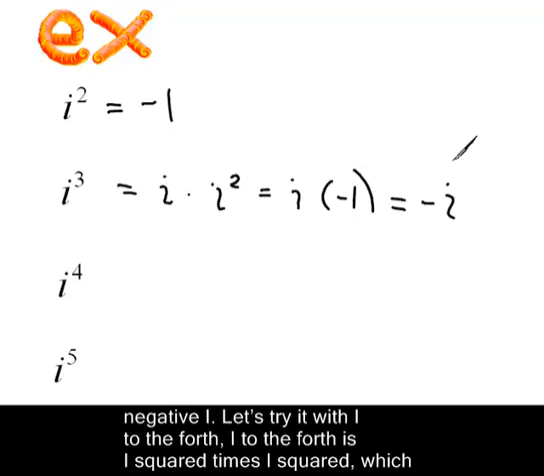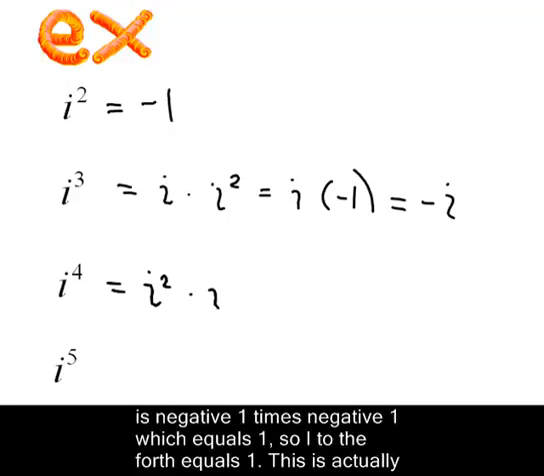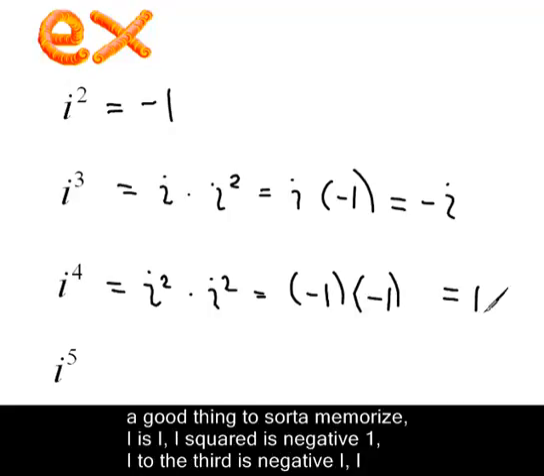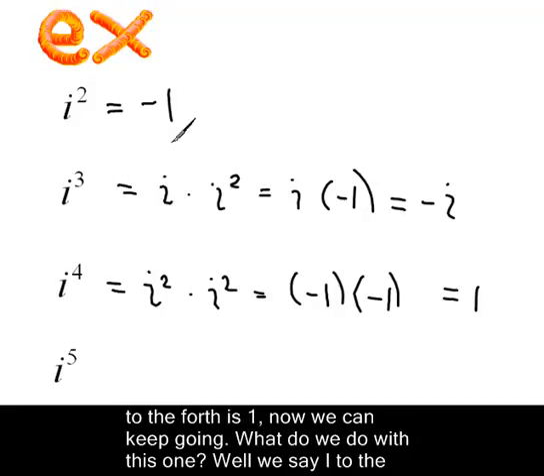So I was able to transform my i cubed into negative i. Let's try it with i to the fourth. i to the fourth is i squared times i squared, which is -1 times -1, which equals 1. So i to the fourth equals 1. This is actually a good thing to sort of memorize. i is i, i squared is -1, i to the third is negative i, i to the fourth is 1. Now we can keep going. What do we do with this one?